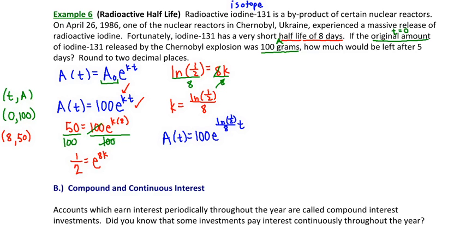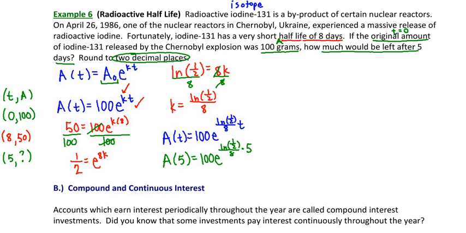So the next question is, how much would be left after 5 days? So we want to know after 5 days, how many grams of the substance would be left behind? We can simply calculate A of 5. So we'll plug 5 in for T. And we'll just use our calculator to approximate this, and we're going to round to 2 decimal places.